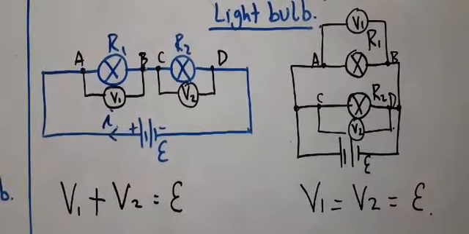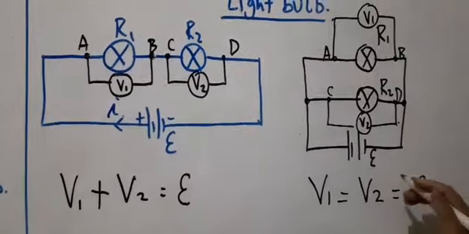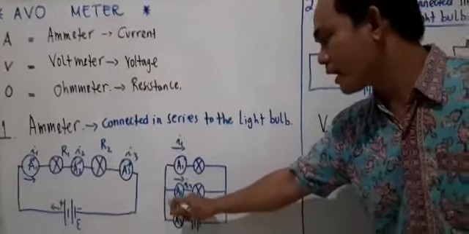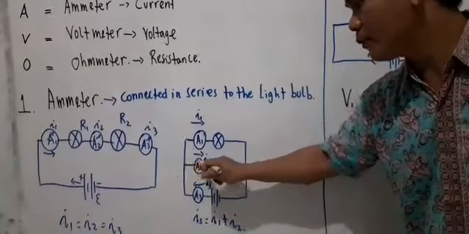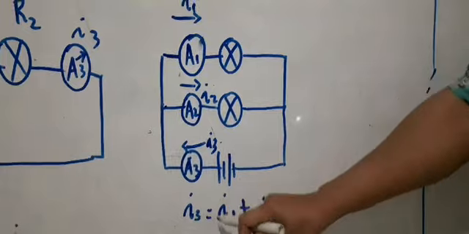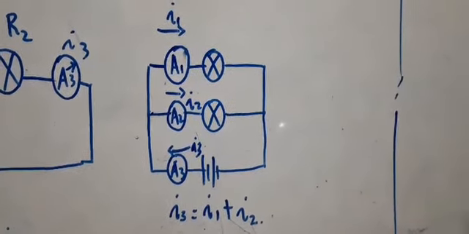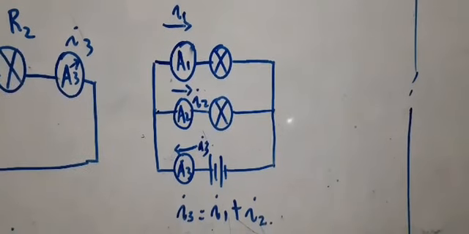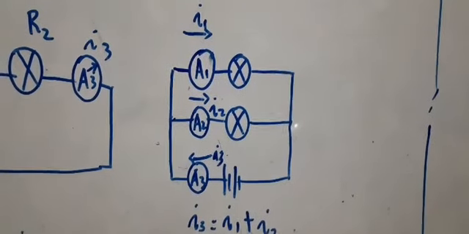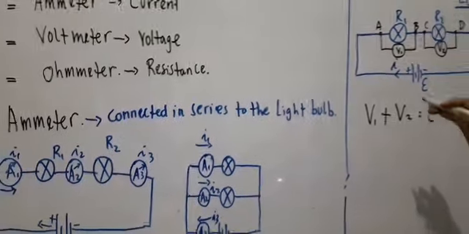But the current will be different. As I have told you before, the total input current will be the same as the total output current. Input current is equal to the sum of the output currents. I think this explanation will help us understand the ammeter and voltmeter.